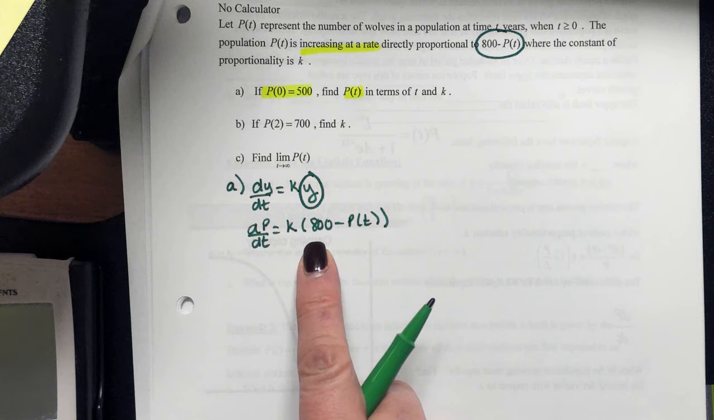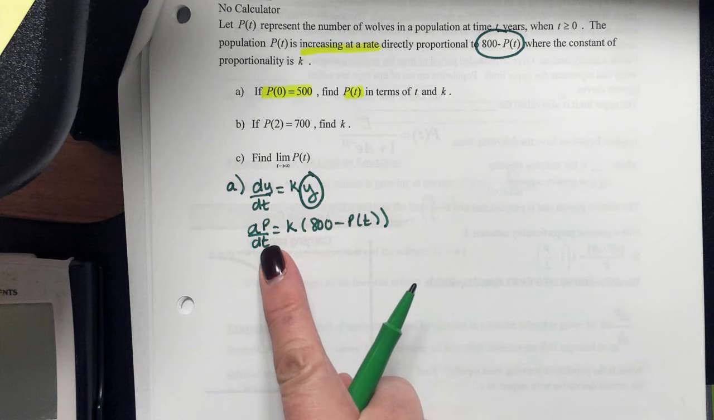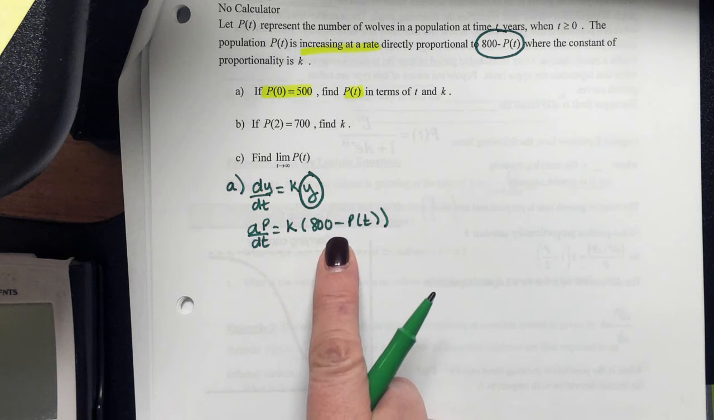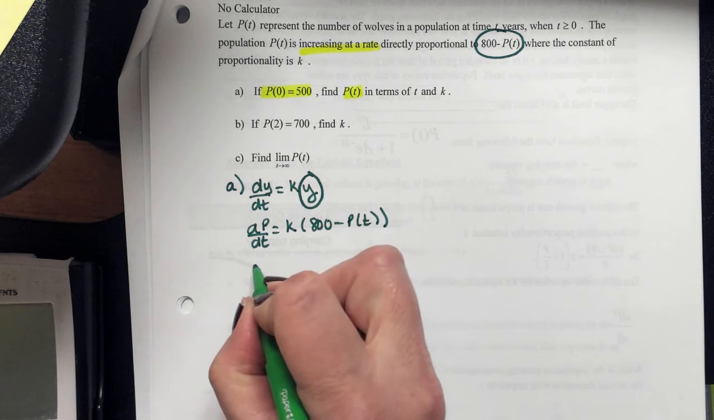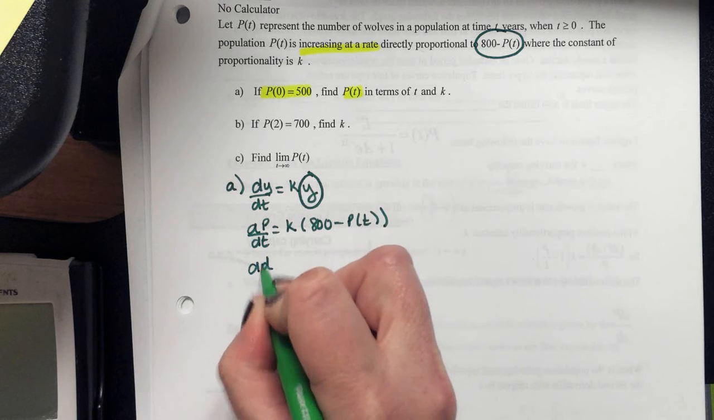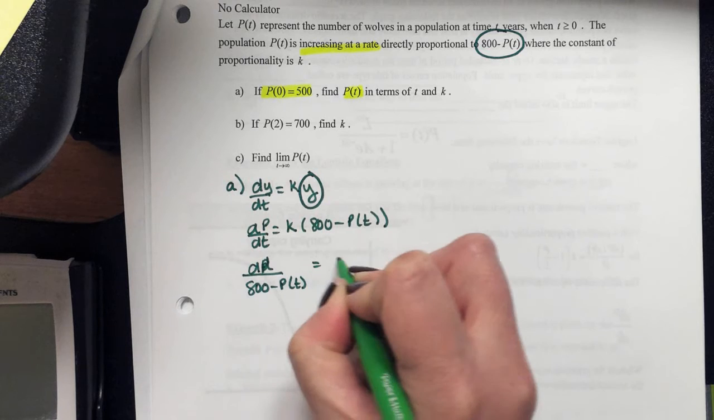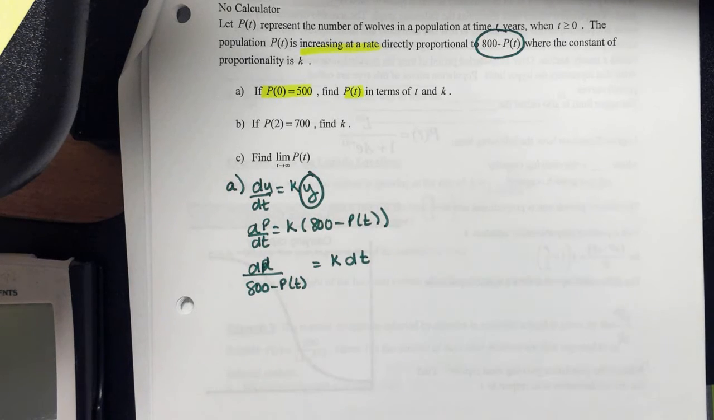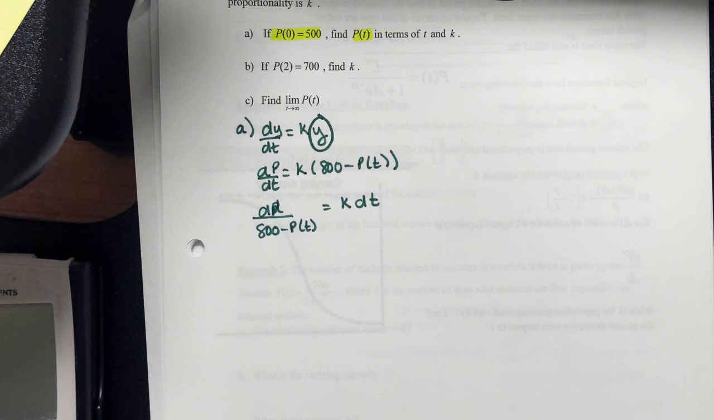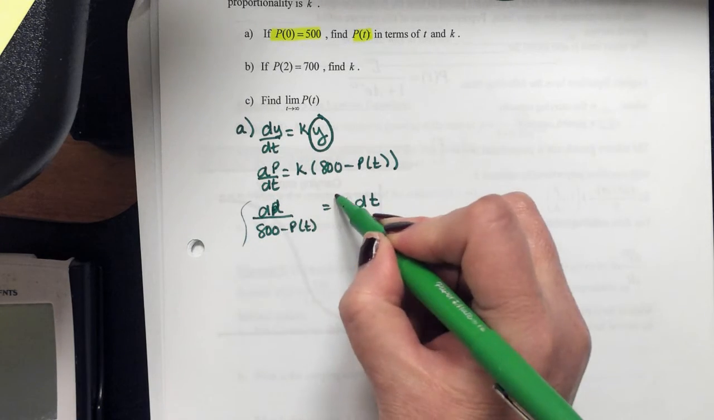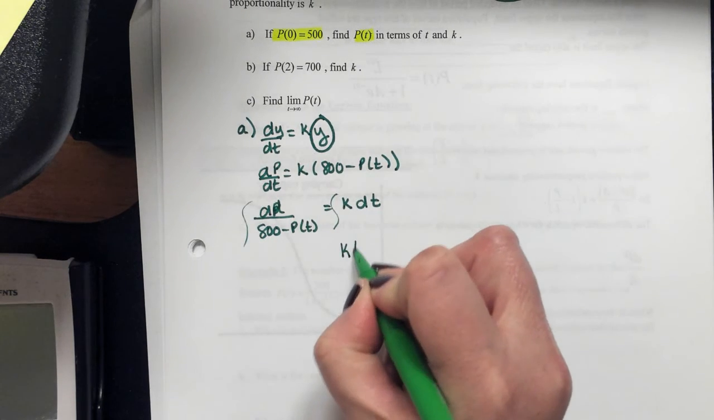So what am I going to do to separate these variables? What can I divide both sides by to get k by itself? I can divide both sides by 800 minus P of t. And then I can multiply both sides by dt. Because remember, I want to find P of t. What's next? Integrate. Well, integrating the right-hand side should just be kt plus c.